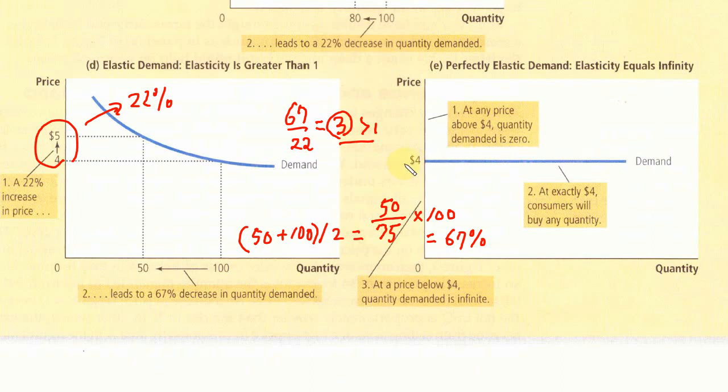Okay, this one is perfectly elastic demand. Elasticity equals infinity. This line shows infinity. It goes to infinity, right? So this means that, let's see that. What about the demand? The demand, the price.